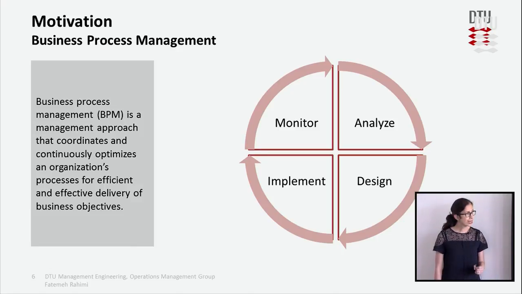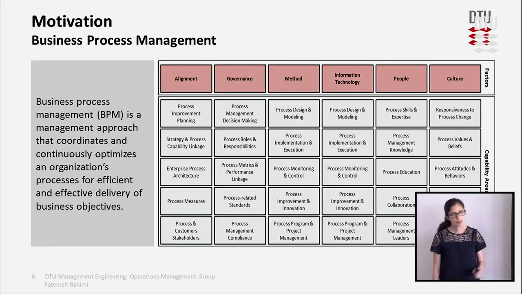Therefore, it's actually greatly important to implement BPM before or during an ERP implementation. To implement BPM in an organization, there is a need for 6 BPM capabilities. These are alignment, governance, method, information technology, people, and culture.